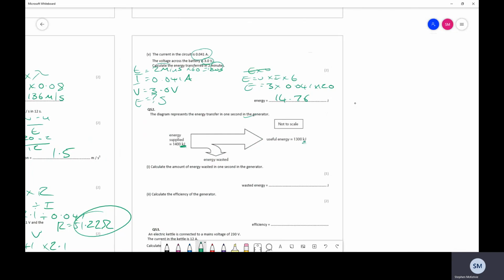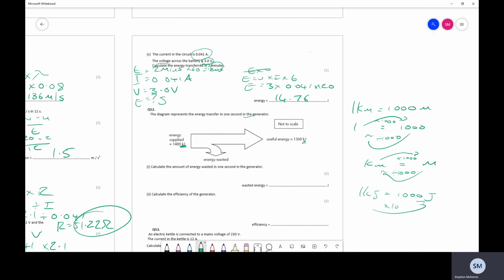If you ever get confused with kg or mg or capital MG or anything like that, think of 1 kilometer as equaling 1,000 meters. How do I turn 1 into 1,000? I multiply the 1 by 1,000. How do I turn the 1,000 into 1? I divide the 1,000 by 1,000. So I multiply by 1,000 to go from kilometers to meters, and I divide by 1,000 to go from meters to kilometers. I do the same thing for kilojoules. So 1 kilojoule is equal to 1,000 joules. How do I go from 1 to 1,000? I times by 1,000.